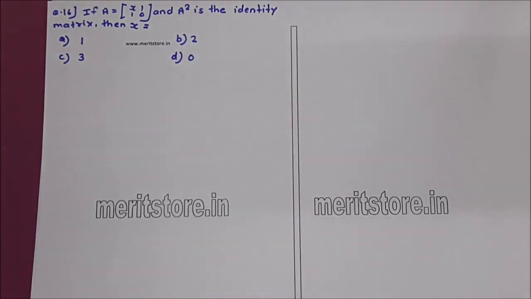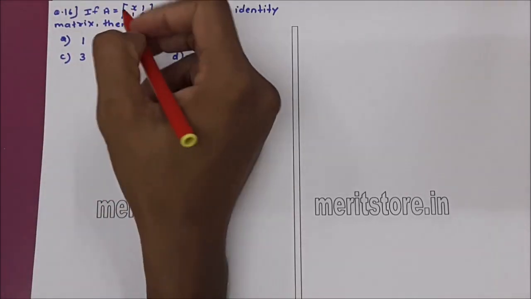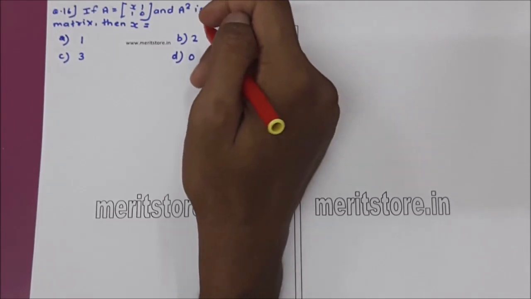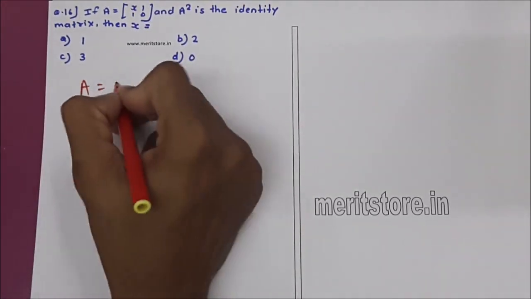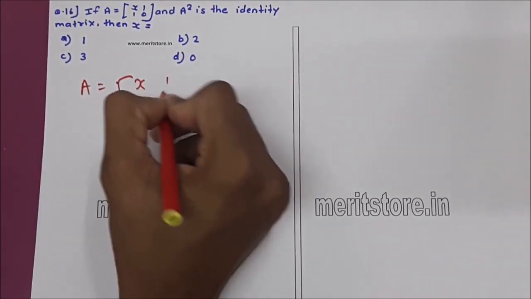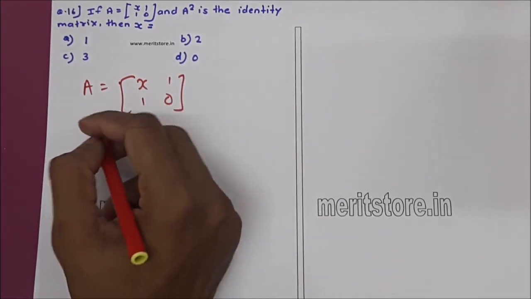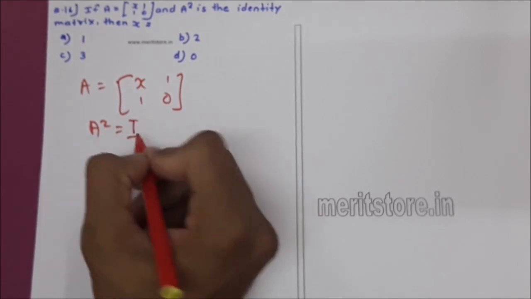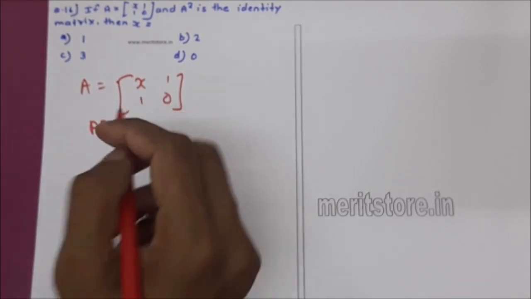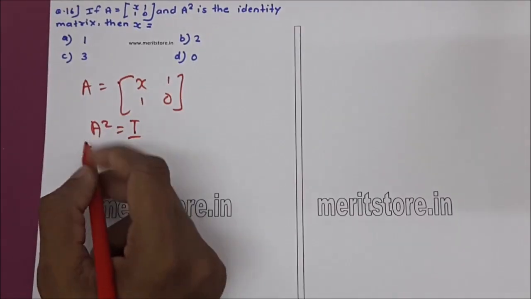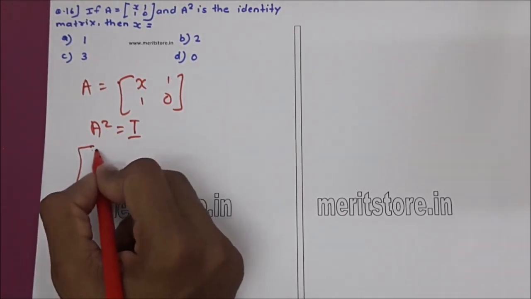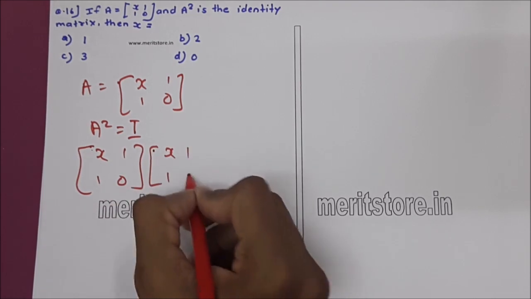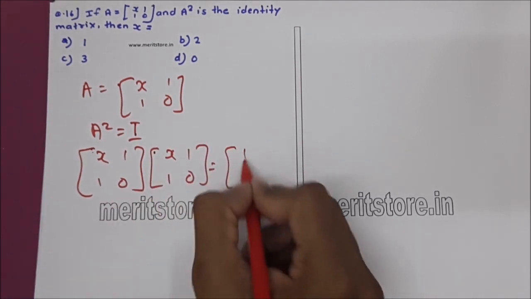Question 16. If A is a 2 by 2 matrix, that is [x 1; 1 0], and A square is an identity matrix, then x is equal to? We know that A square is equal to I, the identity matrix. Therefore we solve for A square: [x 1; 1 0] times [x 1; 1 0] equal to [1 0; 0 1].